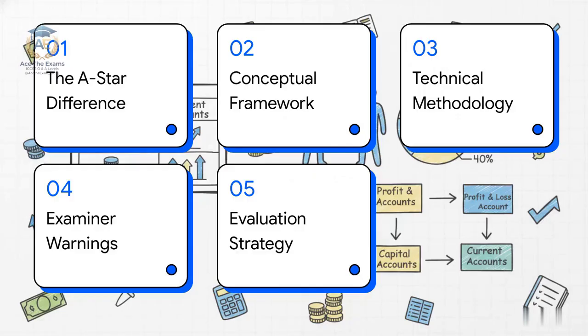To get you there, here's our roadmap for today. We'll be looking at Section 1, the A-star difference. Section 2, the core conceptual framework. Section 3, the technical methodology. Section 4, top examiner warnings. And finally, Section 5, the evaluation strategy.